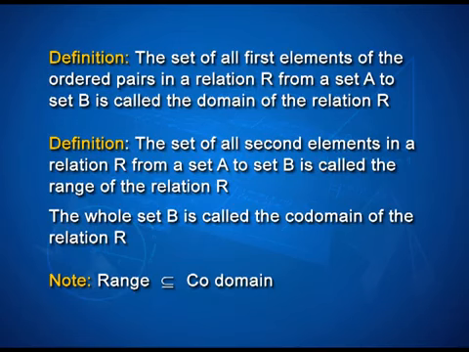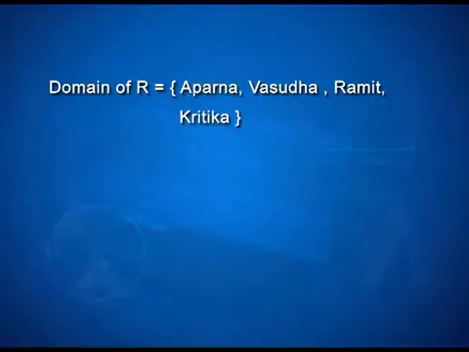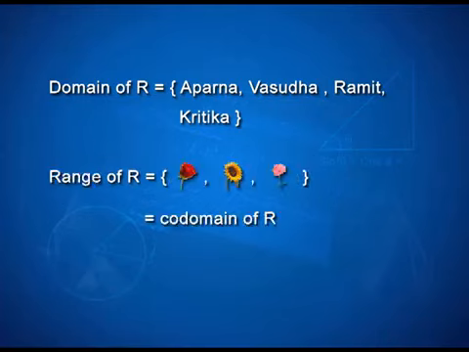Keep these two definitions in mind, as we will be referring to and using them again and again. Also note that range and codomain are not always equal, but range is always a subset of codomain. In the previous example, the domain of the relation R will be Aparna, Vasudha, Ramit, Kritika, all enclosed in a set. Range of R in this case would consist of these flowers that we referred to, and is also the same as the codomain of the relation R.